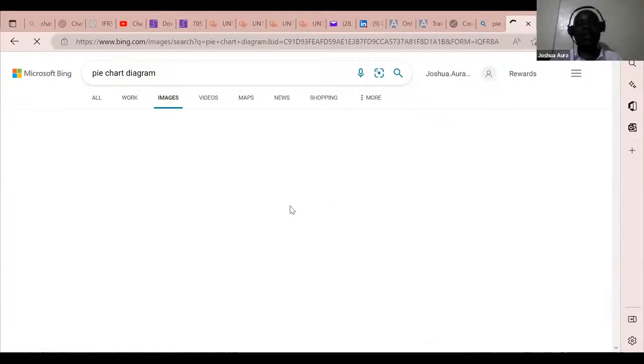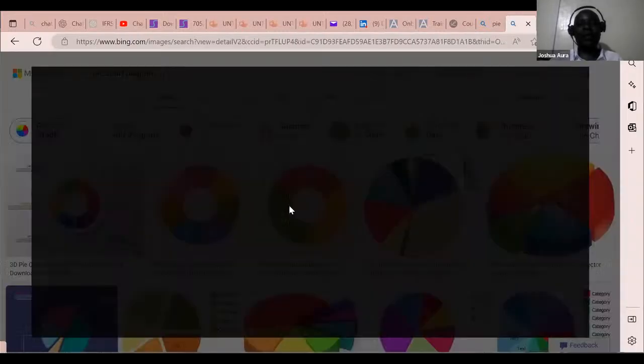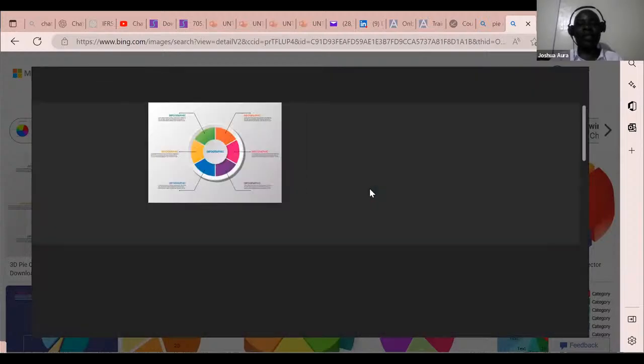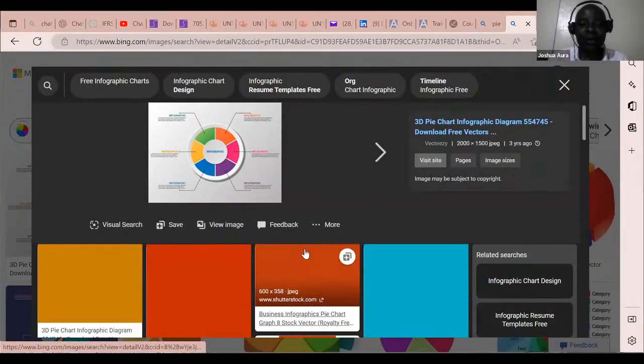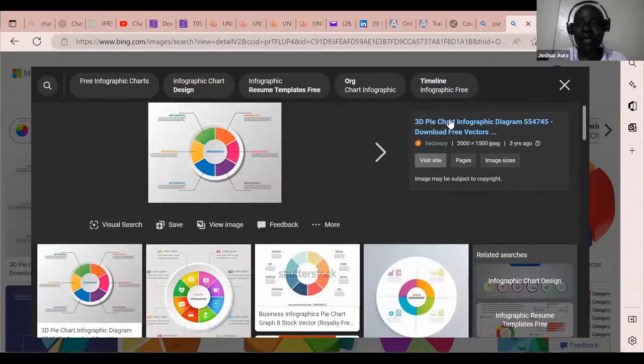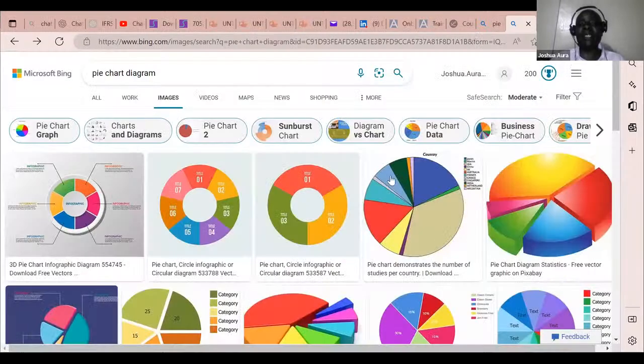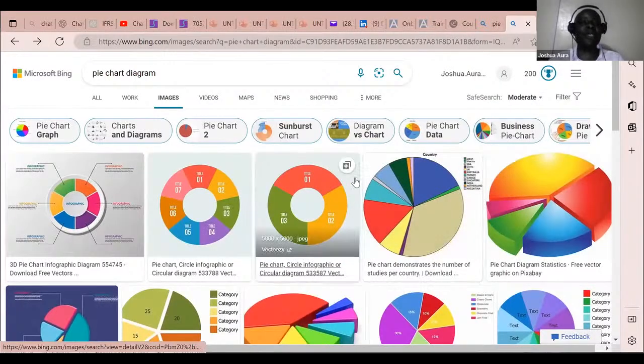Great. It's opening slowly. What may have happened here now? Let me just check a moment. We want to see what happened. Yes, these are the pie charts, various pie charts.